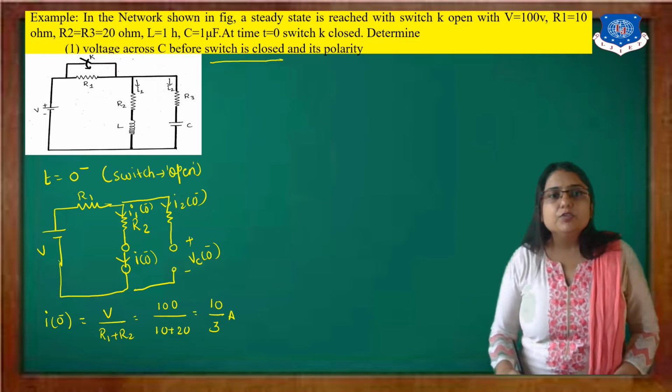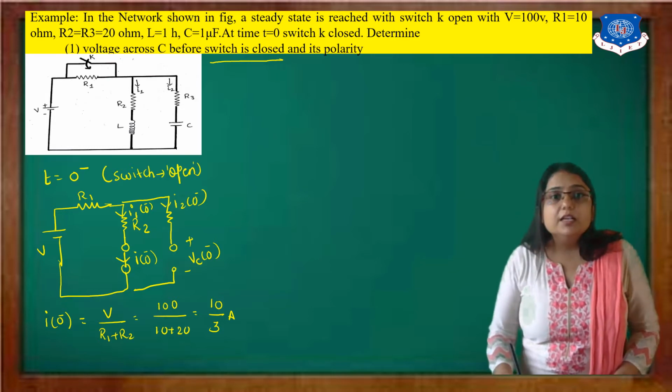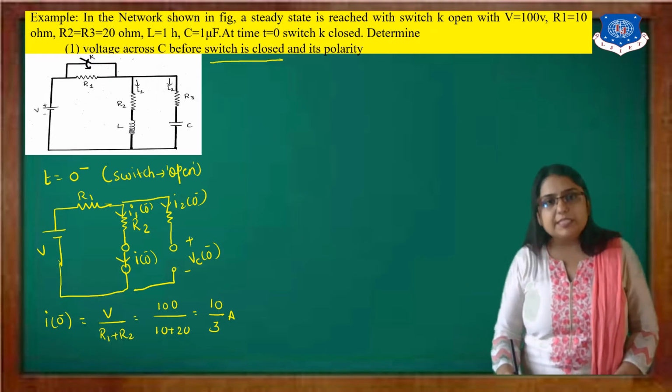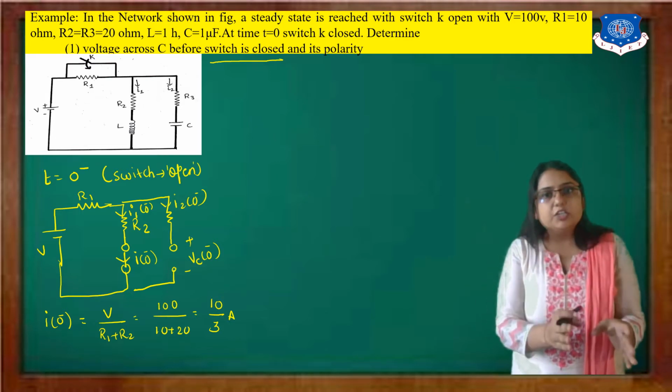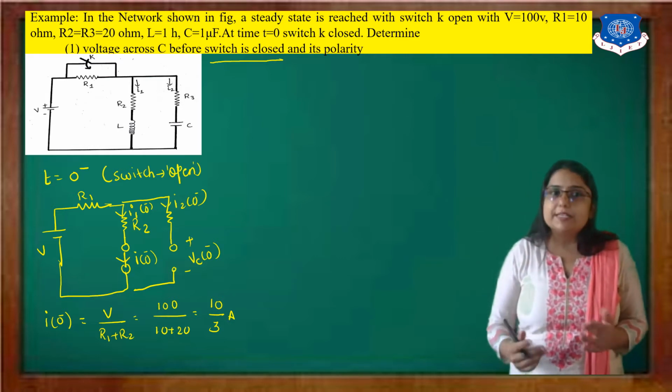Now we are interested to find out the voltage drop across the capacitor before the switch is closed. See here, this is an open circuit, so the value of I2 at 0 minus is 0 ampere. So here we can say that this R2 and capacitor are connected in parallel. So whatever the voltage drop across R2, that will become our voltage drop across the capacitor.